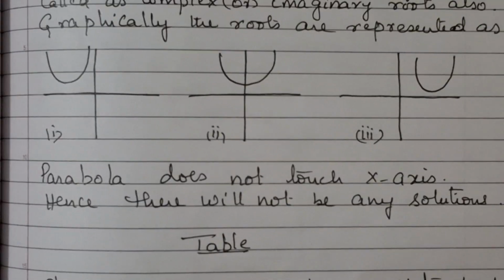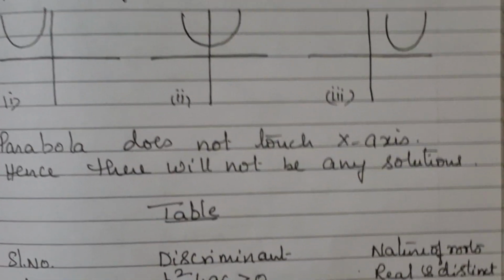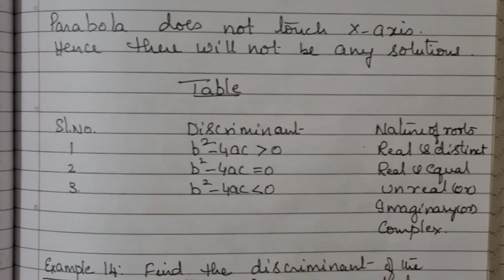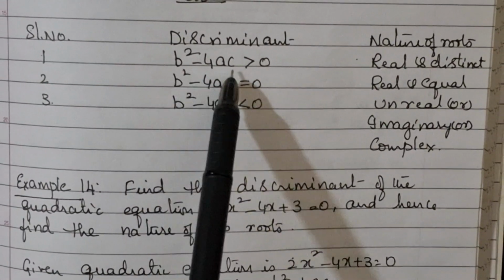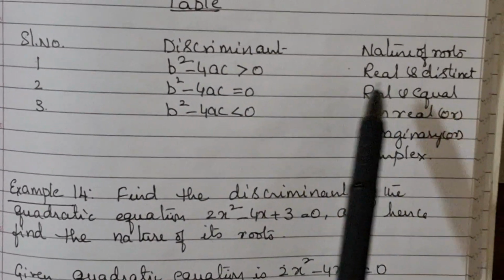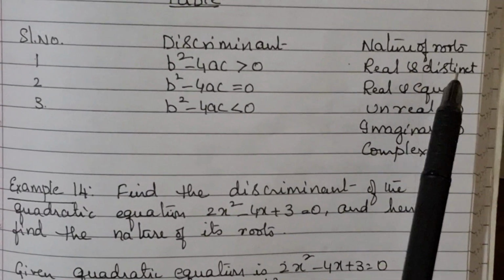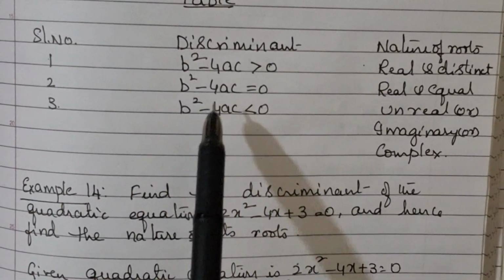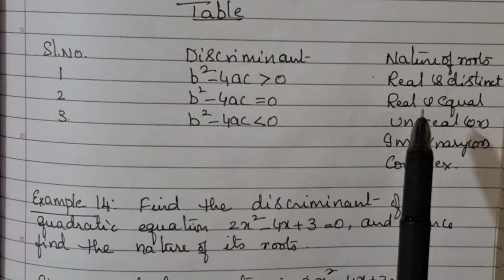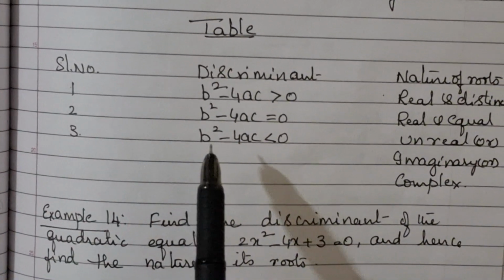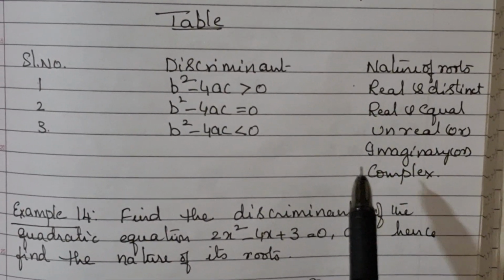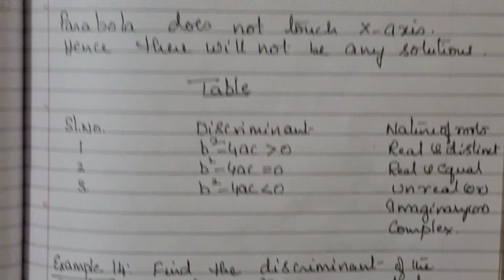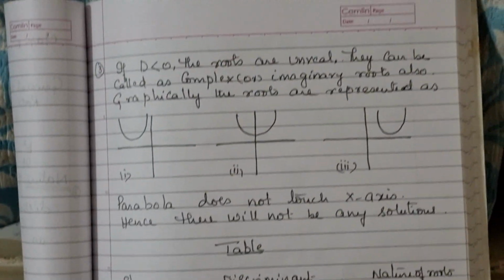So you have got the discriminant as 0, greater than 0, or less than 0. Basing on this, I have written a table, children. First, if the discriminant, that is b square minus 4ac, is greater than 0, the nature of roots is real and distinct. Second, if b square minus 4ac is equal to 0, roots are real and equal. Third, if b square minus 4ac is less than 0, the roots are called unreal roots or imaginary roots or complex roots. So this is the total gist of nature of the roots, children.